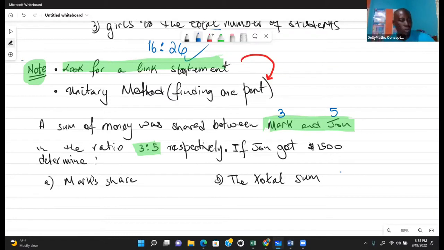So we want to start understanding how they use the term so that you can comfortably know who should get what without worry. If you get a question like this and they don't put respectively, forget it, you're still going to try to put it in the order. Which name comes first goes with the first part, all right? So in this case, John will get the 5 and Mark will get the 3.